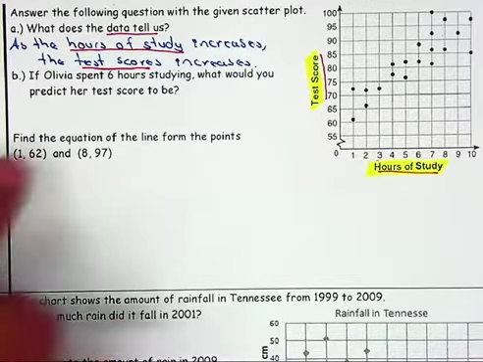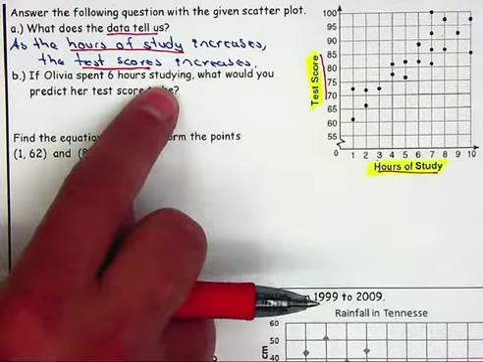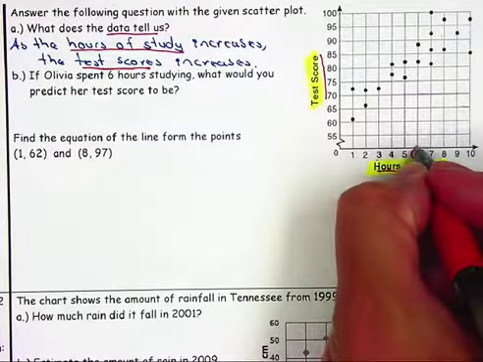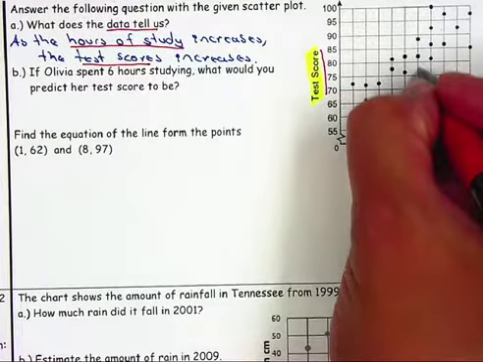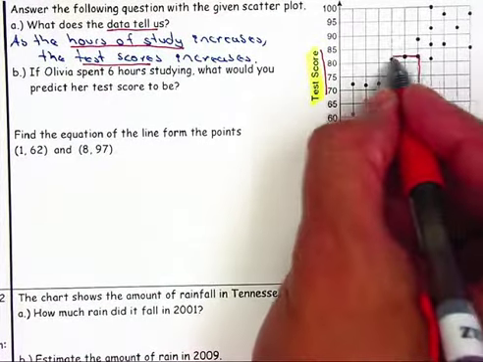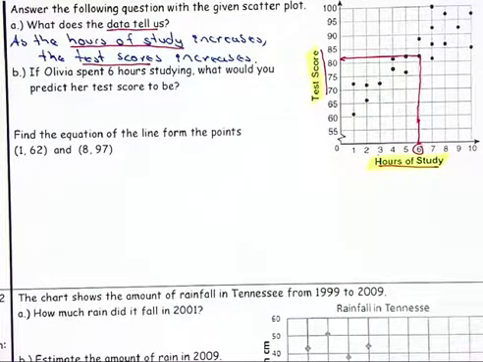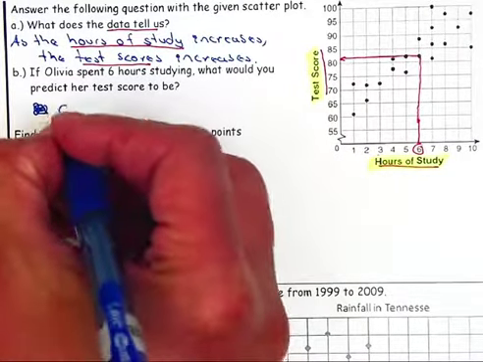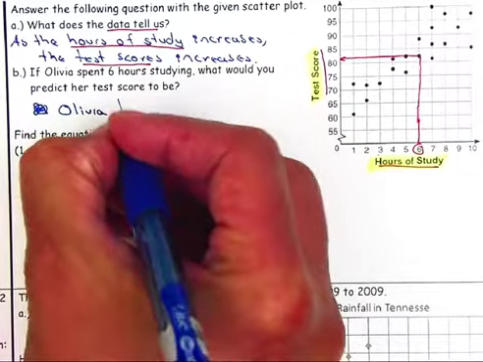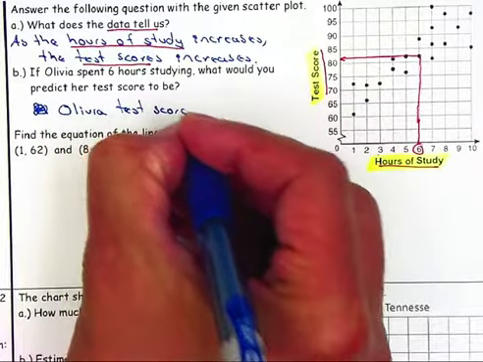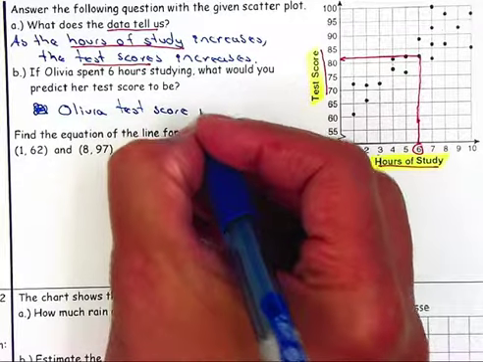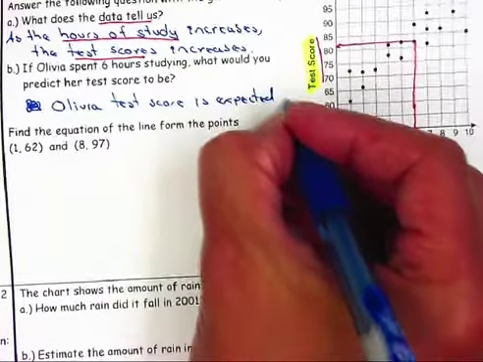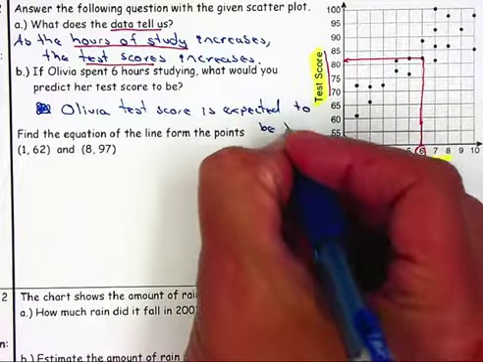And now we can answer the following question. If Olivia spent 6 hours of studying, what will you predict her test scores to be? So 6 hours, we can expect our test scores to be around here, which will be about 82%. So we can say Olivia's test score is expected to be 82%.